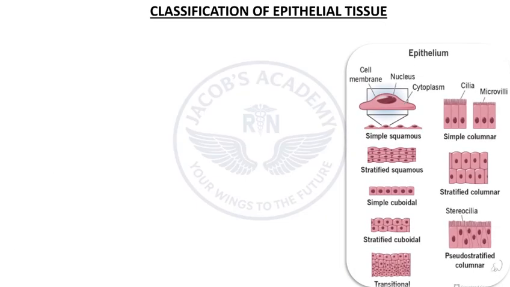Now, let's look at the classification of epithelial tissue, which is based on two main features. The first one is the number of cell layers and the other one is the shape of the cell. Understanding this classification is important because each type has a specific structure and function in the body.